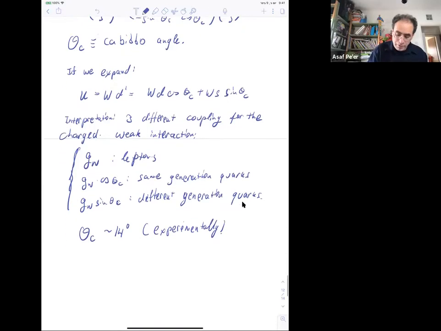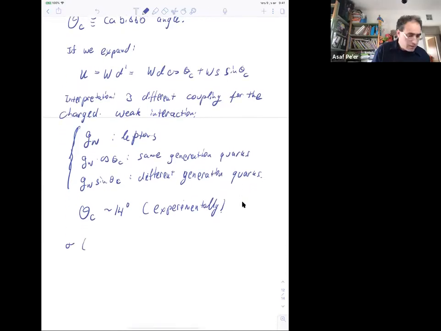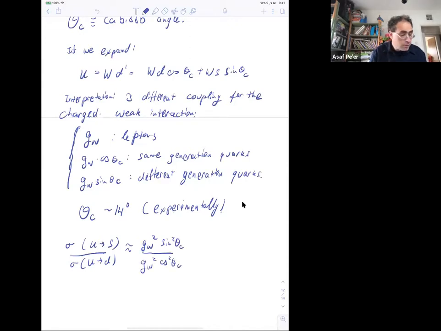So the ratio between the cross sections, sigma of, let's say, up decaying into S versus sigma of up decaying into a down, they should go as G weak squared sine squared theta Cabibbo divided by G weak squared cosine squared theta Cabibbo, which is approximately 0.05 divided by 0.95, or about 1 in 20.